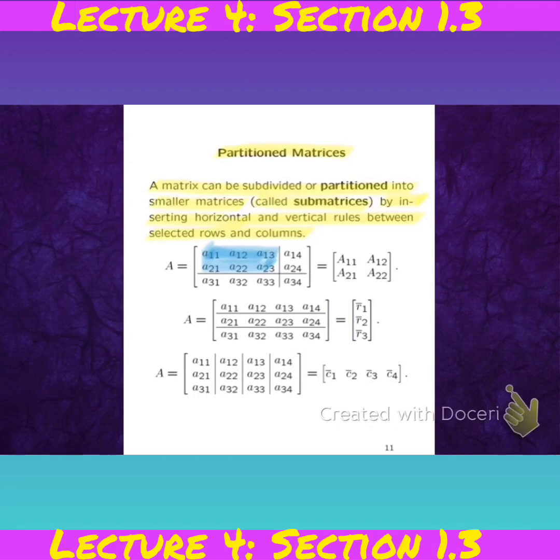Then we can take the last column and the first 2 rows and partition that into another segment. Then we can take the last row and the first 3 columns and group that together. And then lastly, we can group the remaining entry as another matrix, which is a 1 by 1 matrix. So you basically get a 2 by 2 matrix.